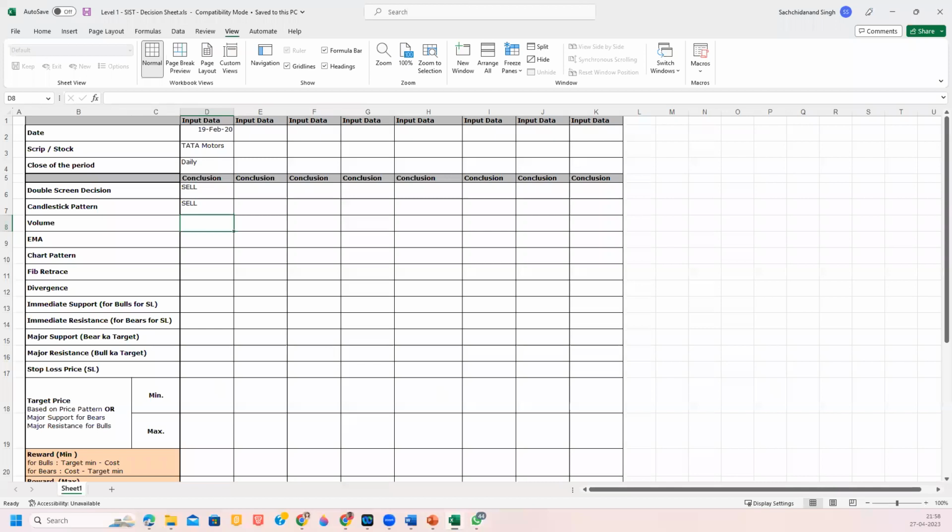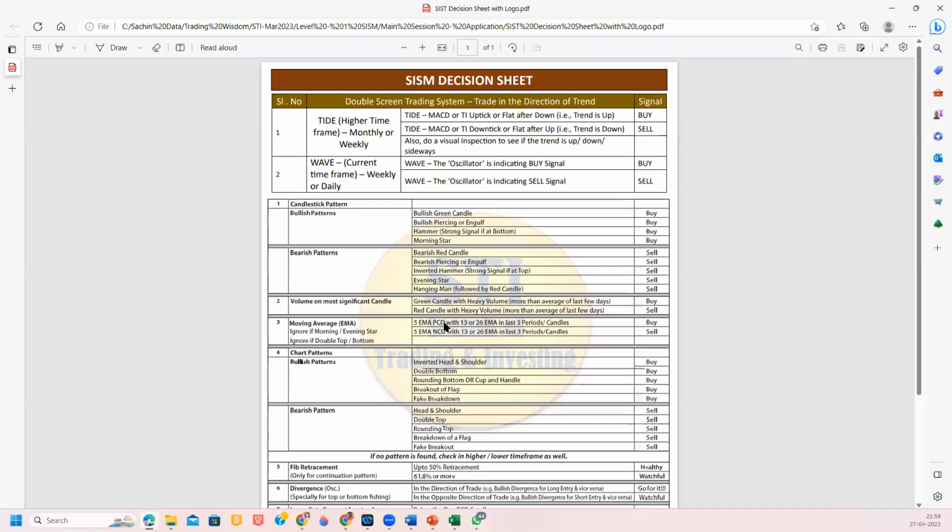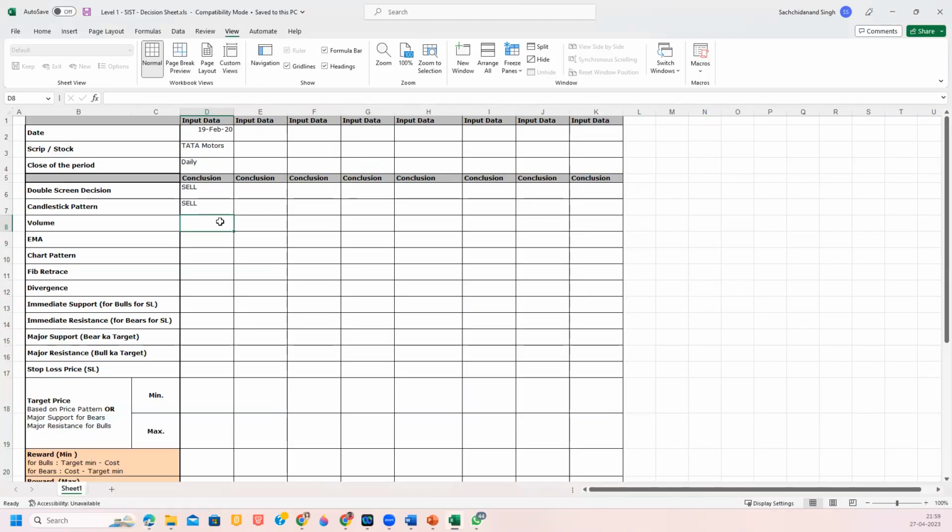Whatever the trend prediction has been so far as given by these checks, we can continue, as volume is also supporting that particular decision. So it is a red candle with heavy volume, more than the average of the last few days. From the volume perspective also we are getting a sell signal and we can enter the sell.